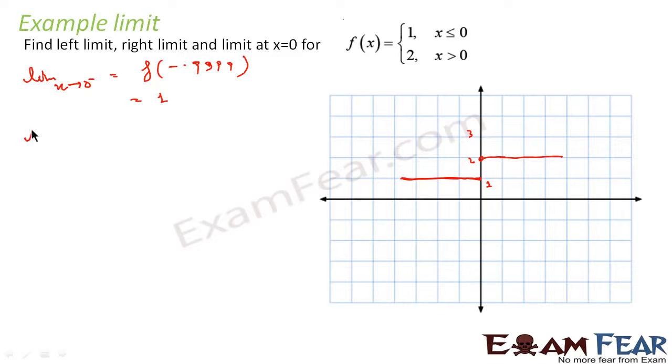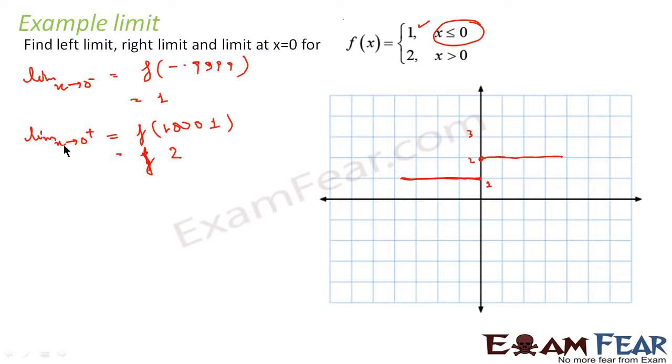Similarly, if you want to find this limit for x tends to 0 plus, that is the right limit, that is nothing but f of 0.0001, correct? And f of 0.001, any number that is greater than 0, is 2. Let me repeat what I have done. The limit at 0 minus is for any number less than 0, that is minus 0.9999, and that value is 1, because f of any number that is less than 0 is 1. So f of minus 0.9999 will also be 1.